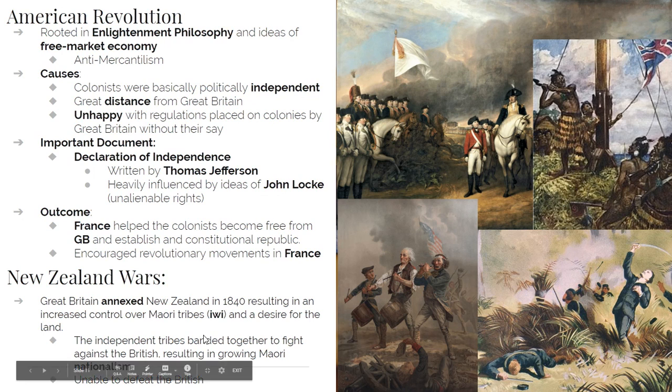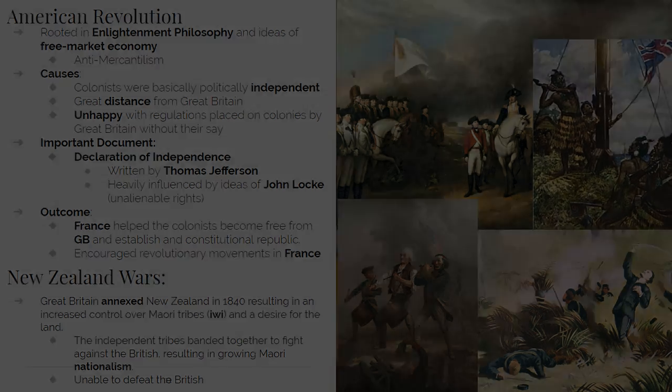There's also some little wars in here. Great Britain annexed New Zealand, resulting in an increased control over the Maori tribes. Britain had so many little territories around the world that there's some resistance movements against Britain. I think this DBQ is going to be more a broad topic than picking out little individual facts. But even if you got a writing about somebody who fought in New Zealand against the British, you should be able to realize that these territories are fighting against an empire that lives thousands of miles away.